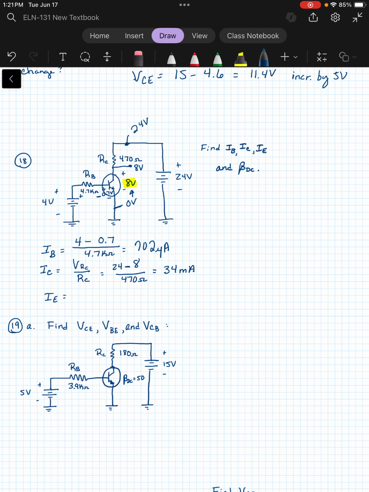IE would just be the sum of IC plus IB. So 702 microamps plus 34 milliamps. And that's about 34.7 milliamps there. Now we do want the beta. So remember, the beta is defined as the ratio of the collector current to the base current. So we've got 34 milliamps divided by 702 microamps.